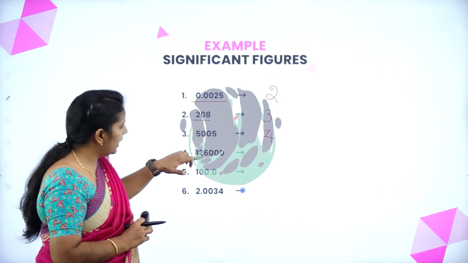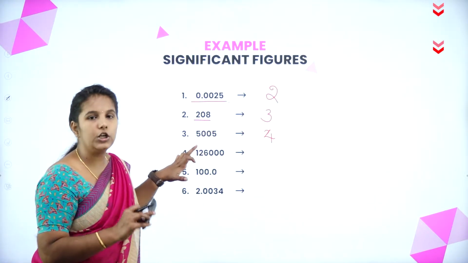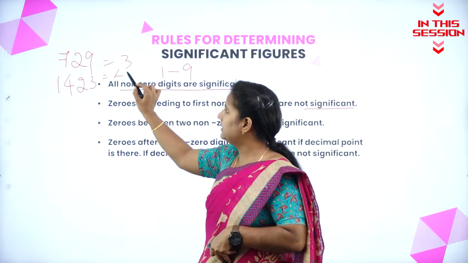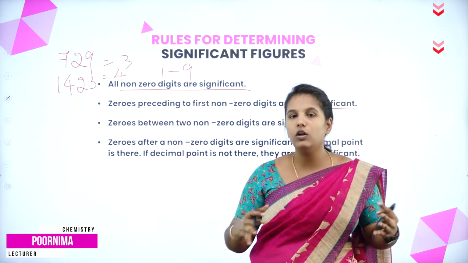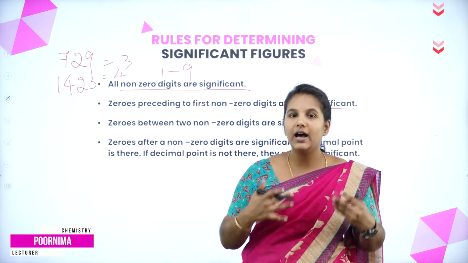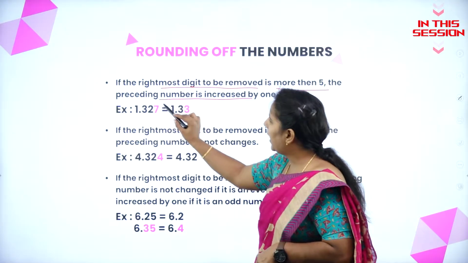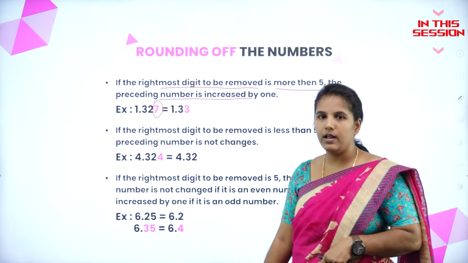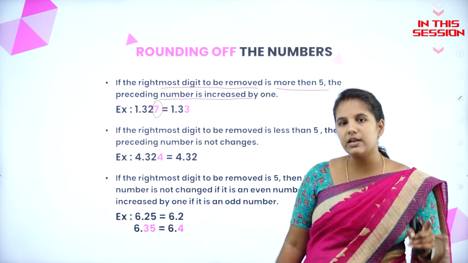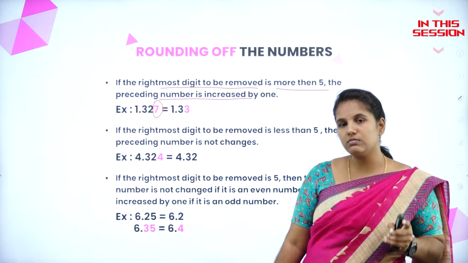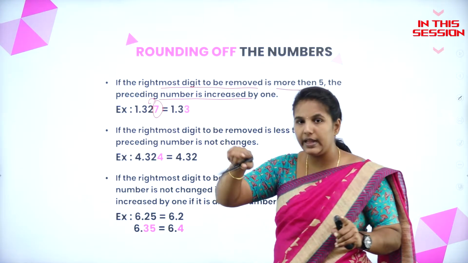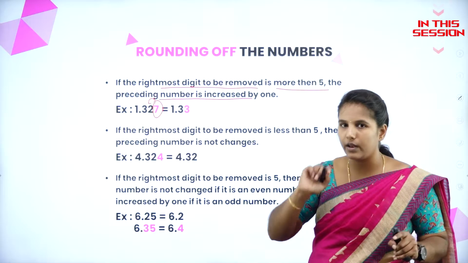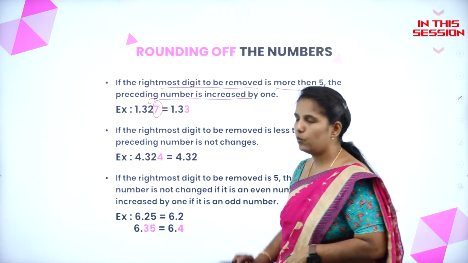Here you can see that the first three numbers are non-zero digits. Like this, any number from 1 to 9 except 0, those numbers are significant. Here I am removing the rightmost number, a 7. We know that 7 is more than 5. If it is more than 5, the preceding number should be increased by 1. So we can round off to 1.33.